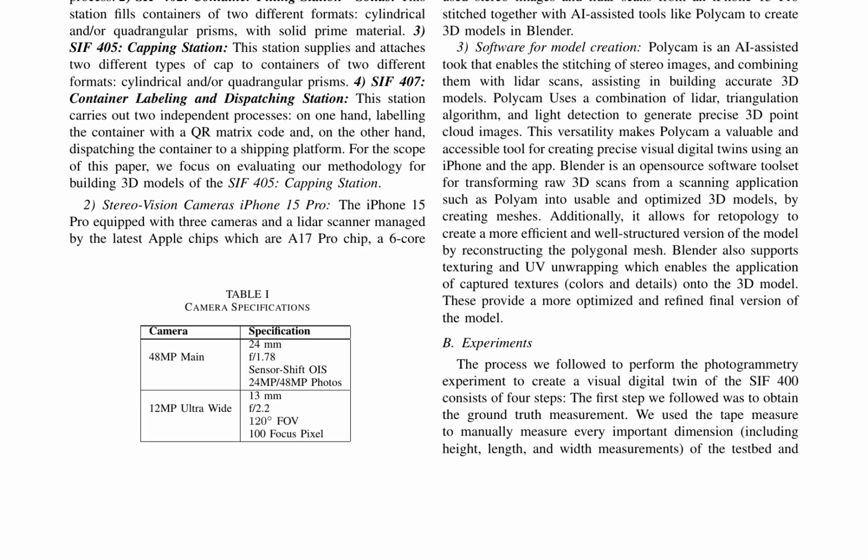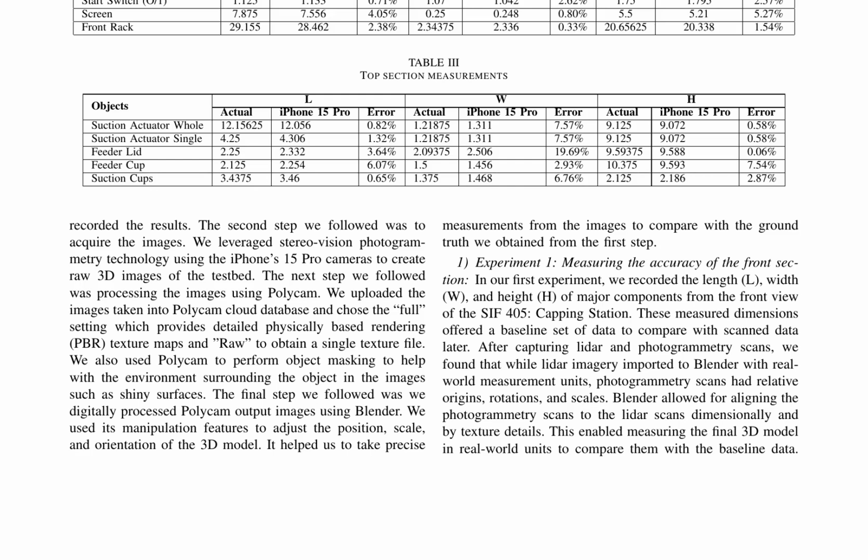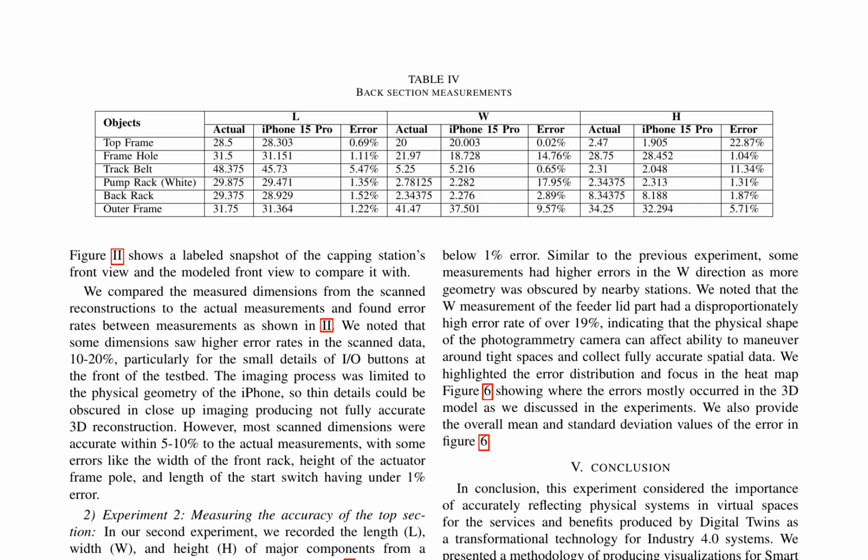The authors focus on evaluating the methodology for building 3D models of the capping station. They present experiments on measuring the accuracy of the front section, comparing scanned data with baseline measurements. The results demonstrate the effectiveness of the photogrammetry and lidar scanning approach in creating accurate 3D models. The paper highlights the importance of software tools like Polycam and Blender in enhancing the accuracy and usability of the 3D models. The paper presents a methodology for creating visualizations for smart manufacturing digital twins using consumer-grade hardware and software.